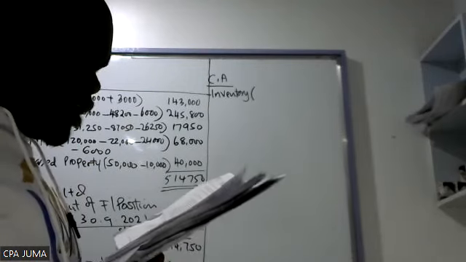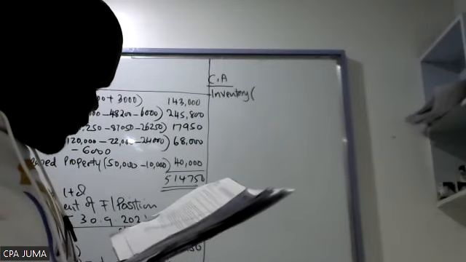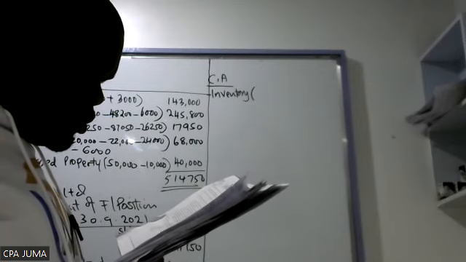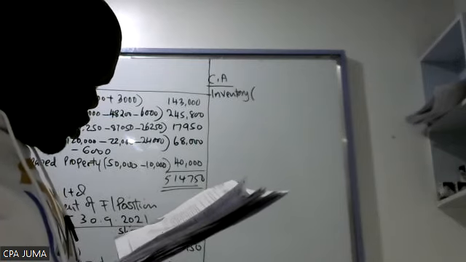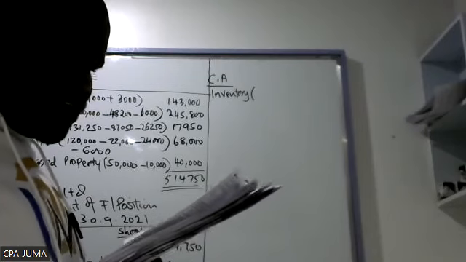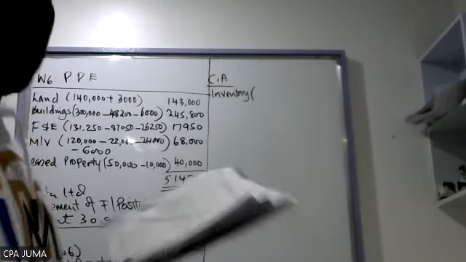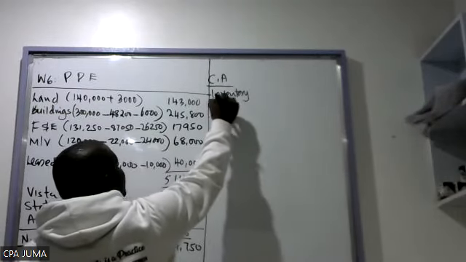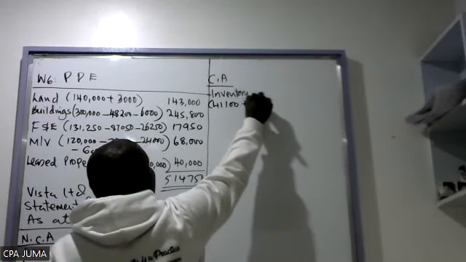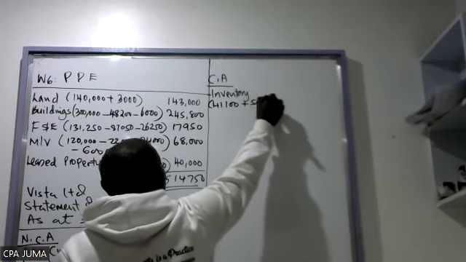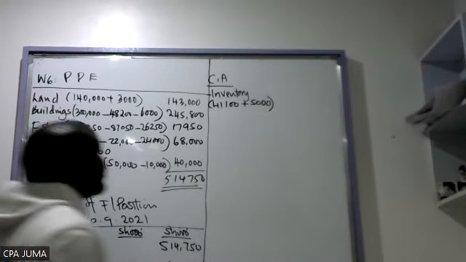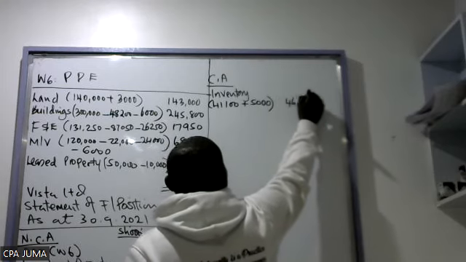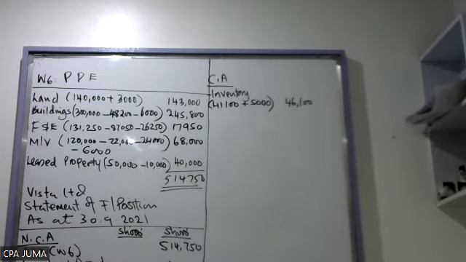So where is inventory in the trial balance? Where is it now? If there is inventory, it must be there. Inventories 41, yeah, obviously 41,100. So you will check 41,100 plus the understated. It was 5. So it will be 46,100.